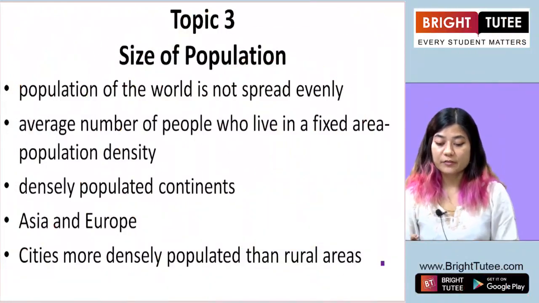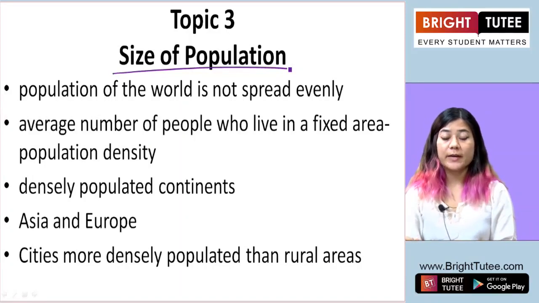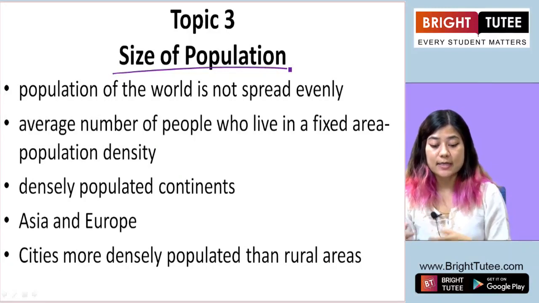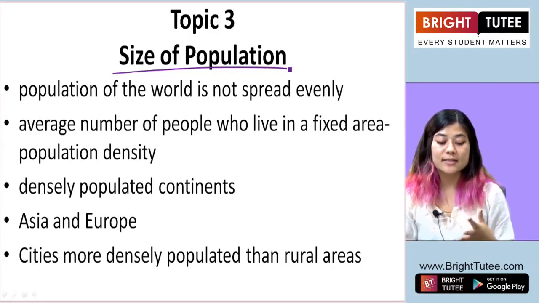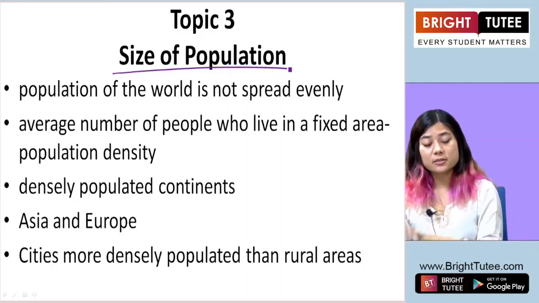Moving on to topic 3. Here we look at the size of population. Okay. So we looked at population, census, and then density. Now we'll look at the size of population. Whether it's large or whether it is small.